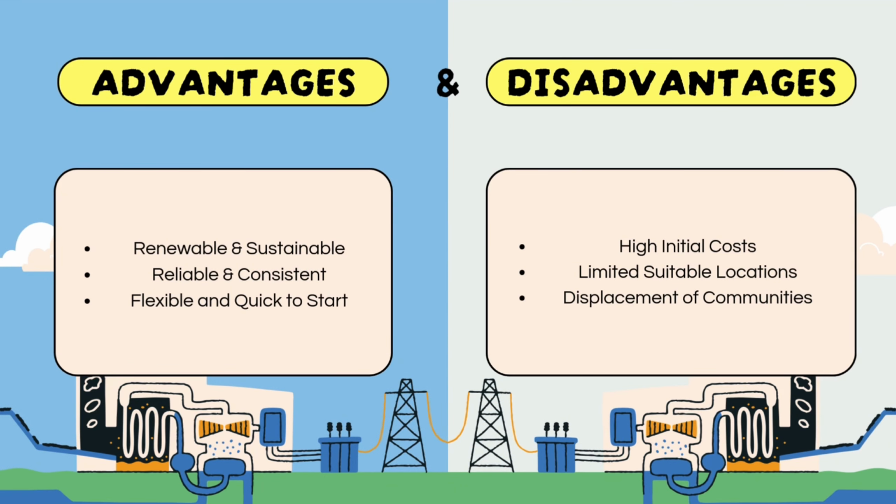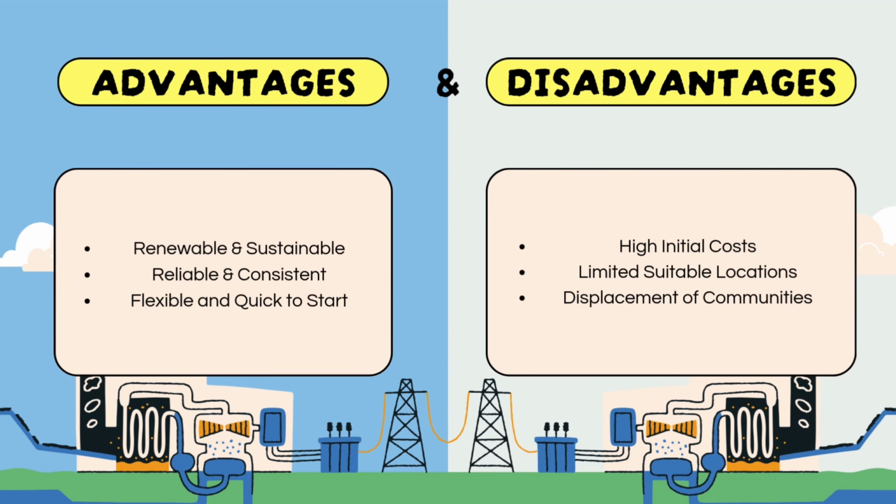Advantages. First, renewable and sustainable. Hydropower relies on the water cycle, which is constantly replenished by nature. Second, reliable and consistent. Hydropower can produce a stable and predictable electricity supply, especially from large dams. Third, flexible and quick to start. Hydropower plants can quickly ramp up production to meet sudden electricity demand, known as peaking power.